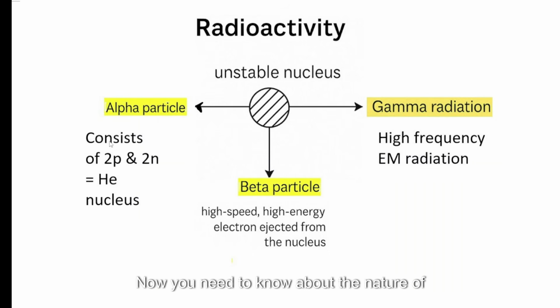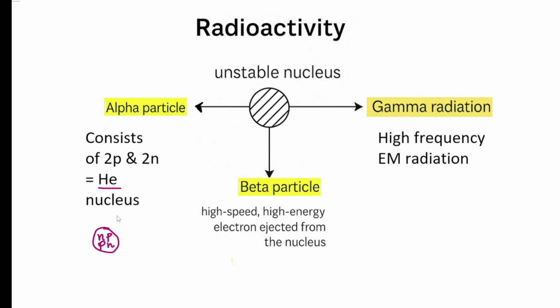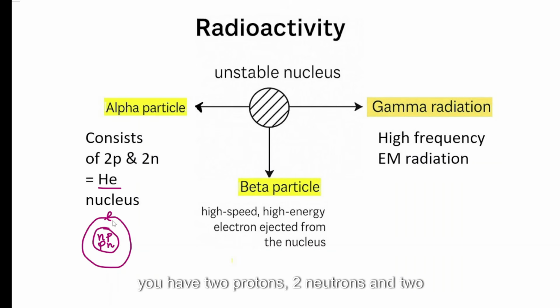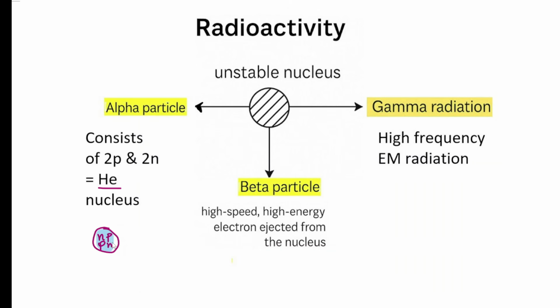Now, you need to know about the nature of these things. Alpha particles consist of 2 protons and 2 neutrons. So this is identical to a helium nucleus. Why? If you think about a helium atom, you have 2 protons, 2 neutrons, and 2 electrons. Now, if you get rid of these 2 electrons, you are left with a nucleus, which is identical to an alpha particle. So, 2 protons and 2 neutrons.